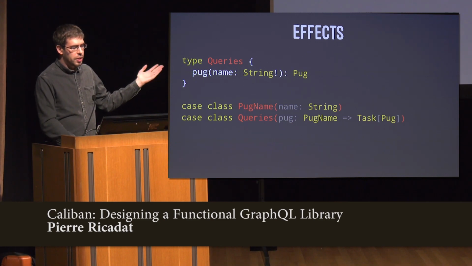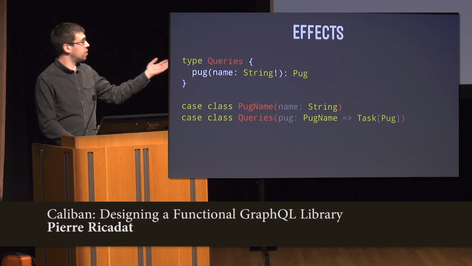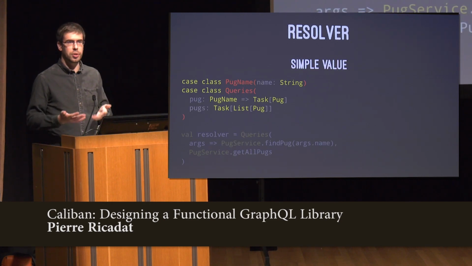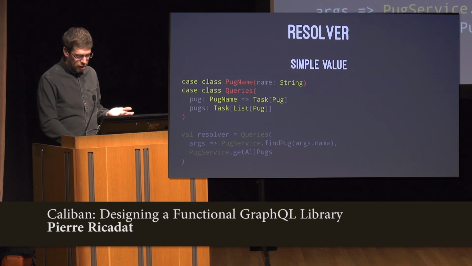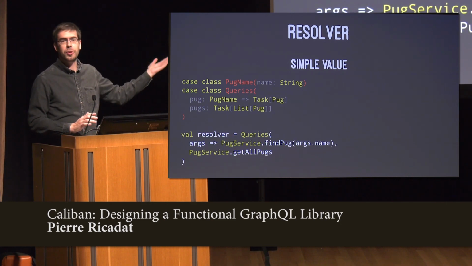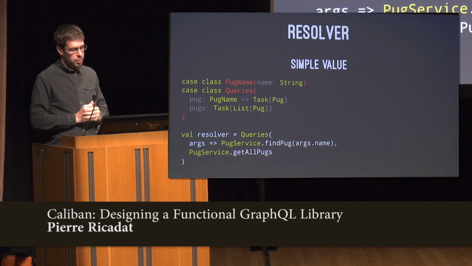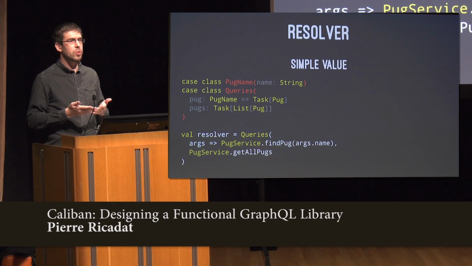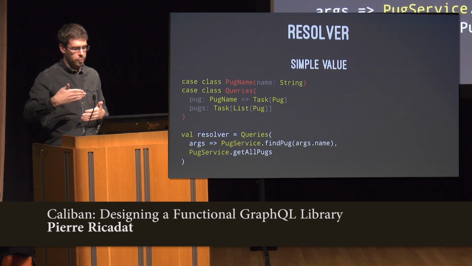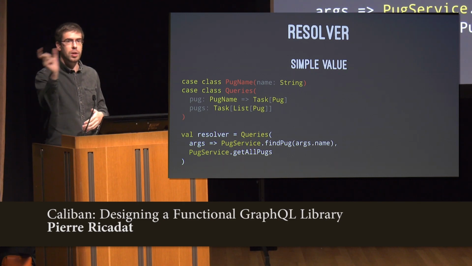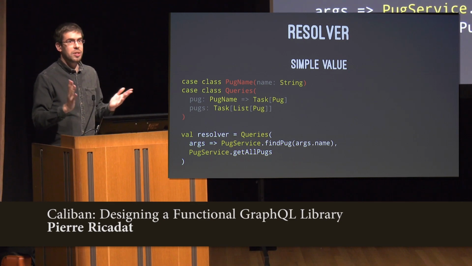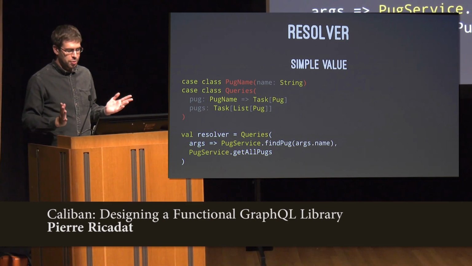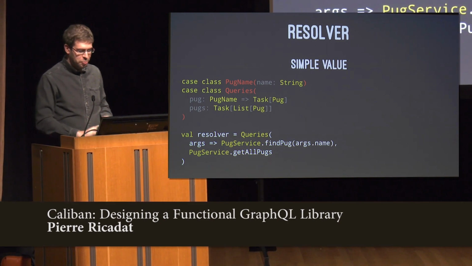So if we define our schema using case classes like that, how do we define the resolver? Well, the resolver is simply a value of the type of the case class that you just created. So the resolver is actually a record of functions that explains how to gather every one of the fields. So really no magic here. I haven't introduced a single new type yet.